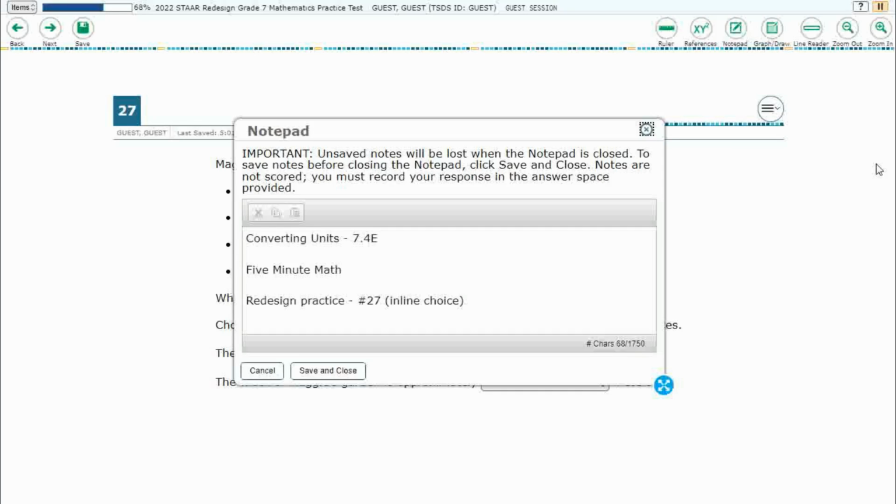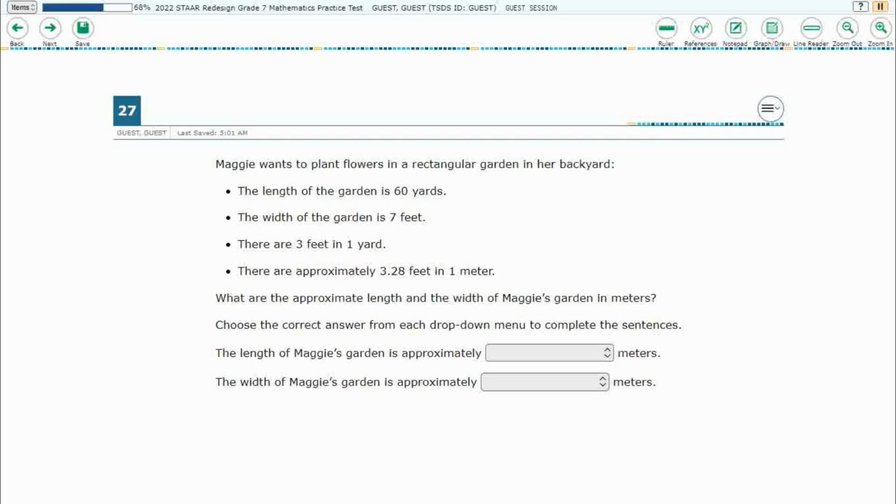Today we are looking at the 7th grade concept of converting units. This is standard 7.4E in the great state of Texas, and we are using item number 27, which is a new item type called inline choice of the Redesign Practice Online STAAR Test. If you haven't done so already, please go ahead and take a moment to pause the video, work this problem out on your own, unpause it, and we will look at our answers together.